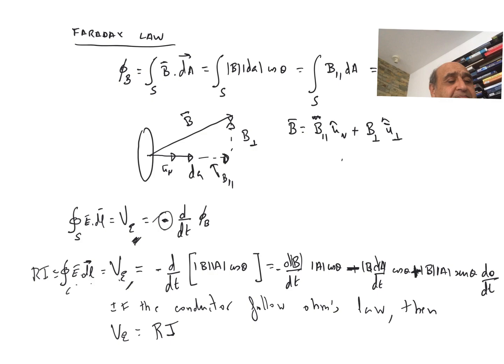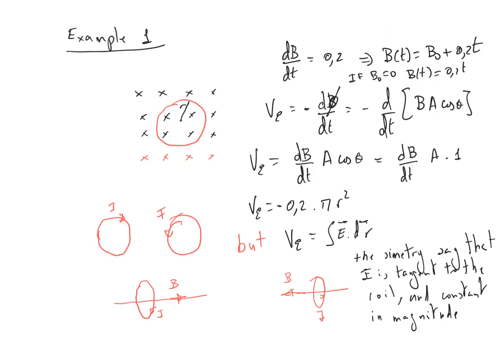So normally in problems you have three terms. You have one of these terms that is involved in the change of the flux. The change in the flux is due maybe because the magnetic field is changing, maybe because the area is changing, or maybe because the angle is changing, or maybe because everything is changing, which is more complicated. If the conductor follows Ohm's law, then V sub E is R times I. And let's go to the next page to see what happened.